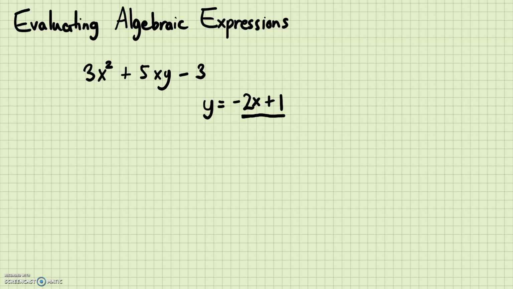So what we do is we basically do the same thing. We just put in this value for the places where there's y. So there's y right here. That's the only place where we put that in. The other ones we can just leave as is. So 3x squared plus 5x, and where there's supposed to be the y, we just plug this in: (-2x plus 1) minus 3.